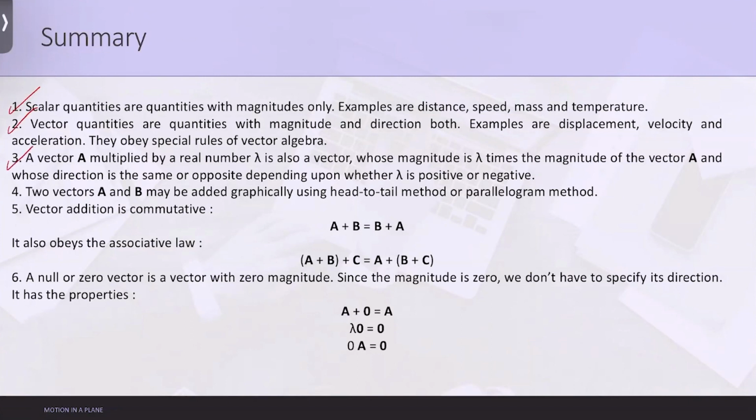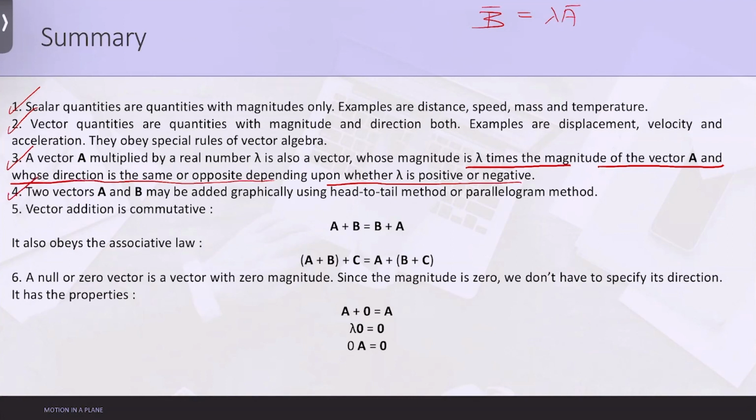The third point was one of the subtopics of your understanding of vectors. A vector A multiplied by a real number is also a vector. Some vector B would be formed here, which is nothing but lambda times A bar, whose magnitude is lambda times the magnitude of vector A, and whose direction is the same or opposite depending upon whether lambda is positive or negative.